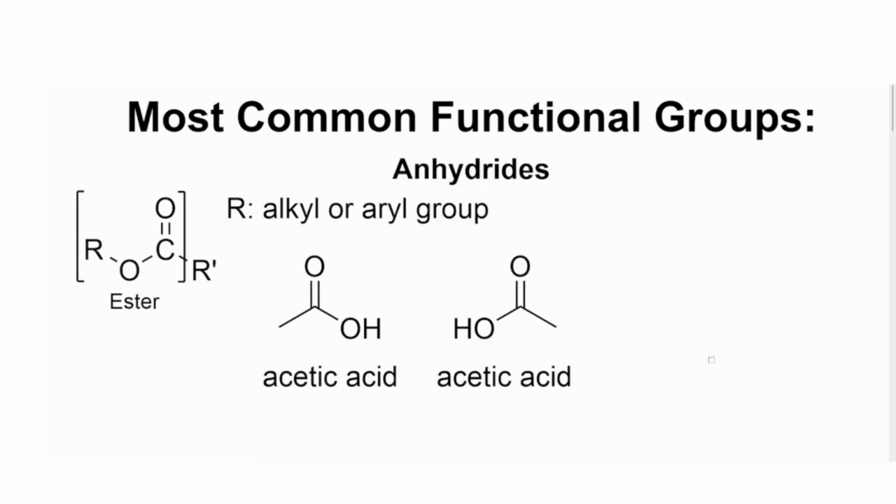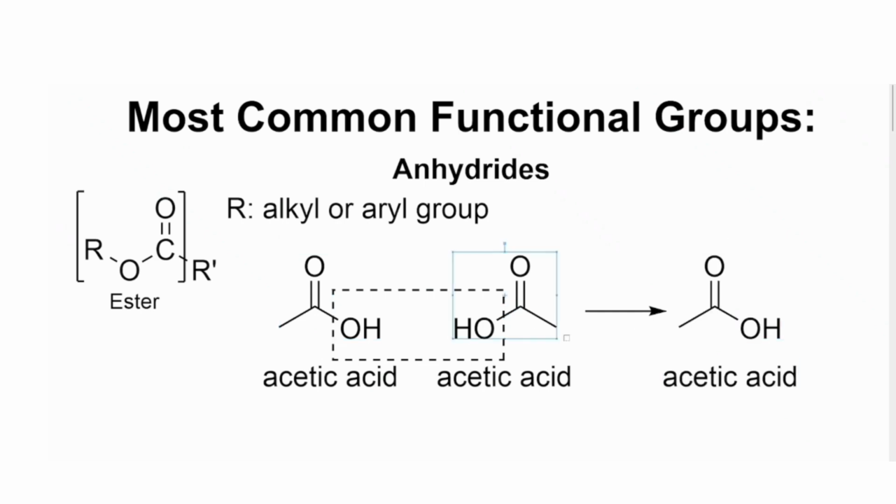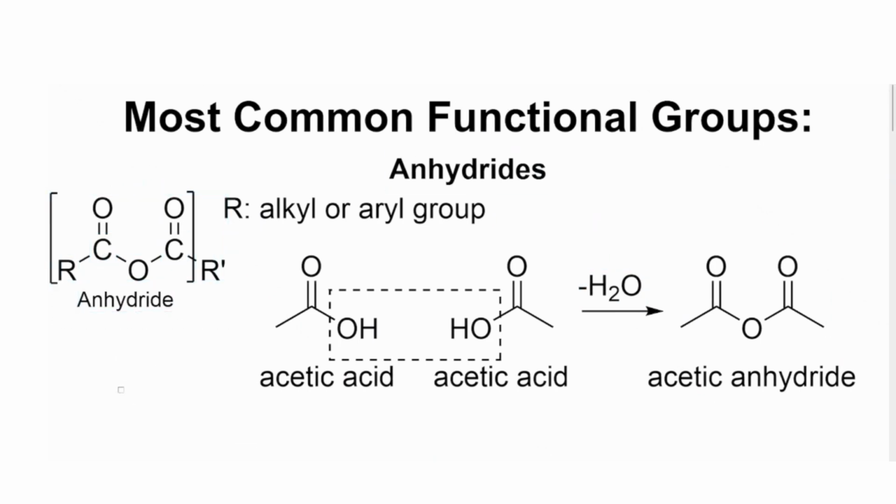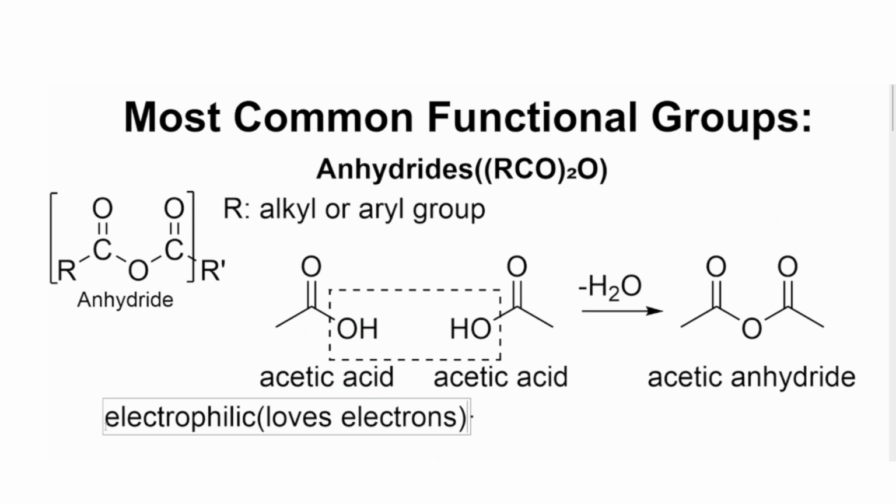They're organic compounds derived from two carboxylic acid molecules by the loss of one water molecule, hence the name anhydride, meaning without water. The functional group of an anhydride is characterized by two acyl groups, the RC=O, bonded to the same oxygen atom, with the general formula being RCO2O. Anhydrides are quite reactive, especially compared to their parent carboxylic acids, due to the presence of the electron withdrawing carbonyl group on either side of the oxygen, which makes the carbonyl carbon more electrophilic, which means loves electrons. Acetic anhydride, seen here, is a common anhydride used in acylation reactions. Acylation is just a transfer of this group here.